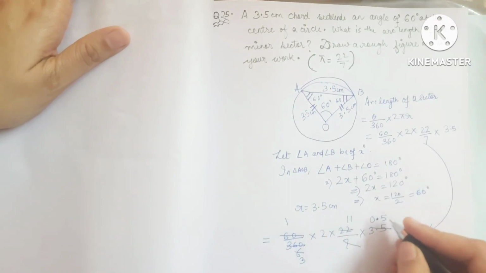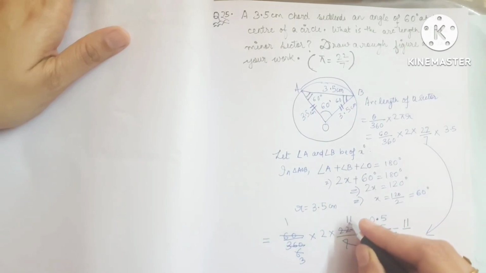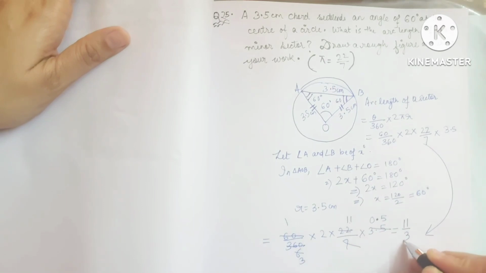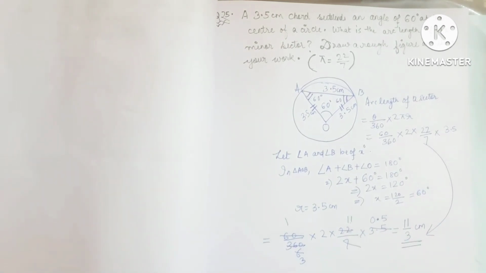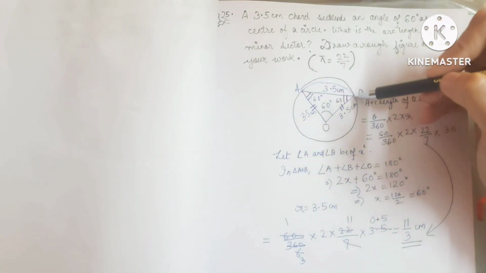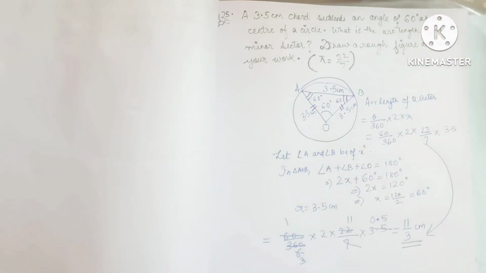10, there is one decimal point, so it will become 1. So it will become 11 by 11 on the top. This became 1, and here at the denominator there is 3. So 11 by 3 centimeters. You can change it to decimal or keep it like this, your wish. So this will be the arc length AB for this particular question.